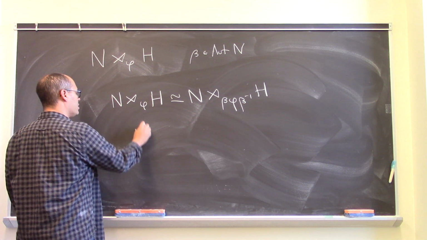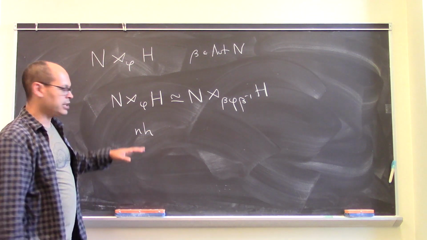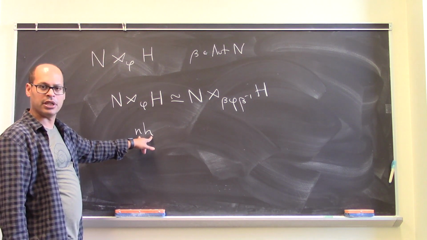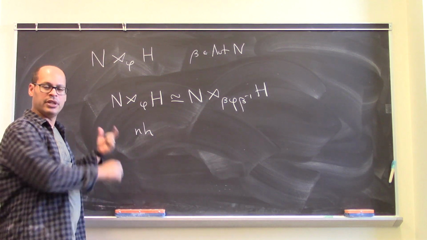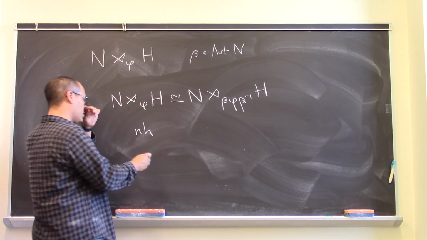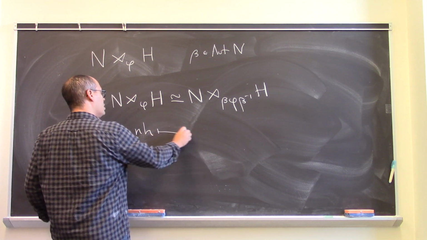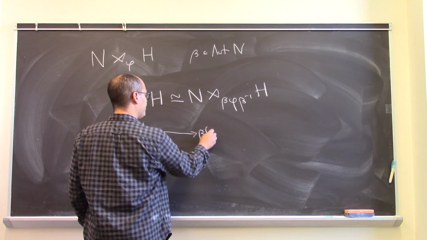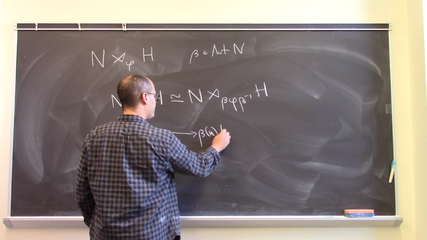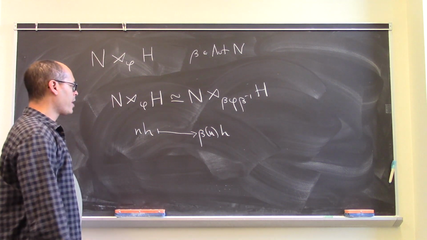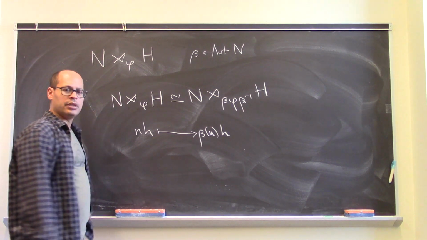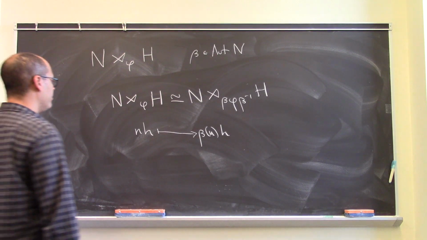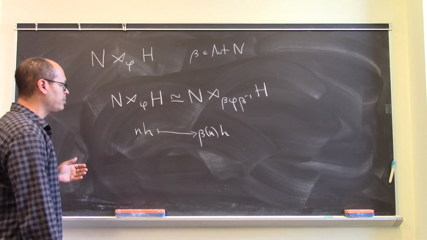I'm getting a little tired, so I'm writing these things as the internal semidirect product, which is to say I'm using this notation n times h instead of n comma h. I'm just regarding these as subgroups for a moment. n h maps to, well, I'm going to do beta n then h. Okay, and you can check that this is an isomorphism of groups.